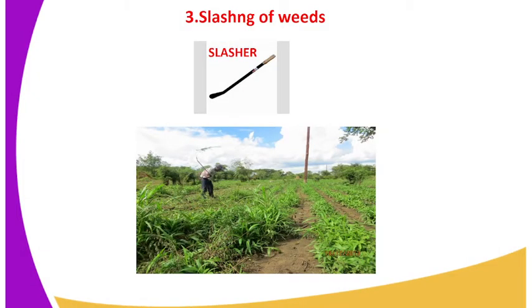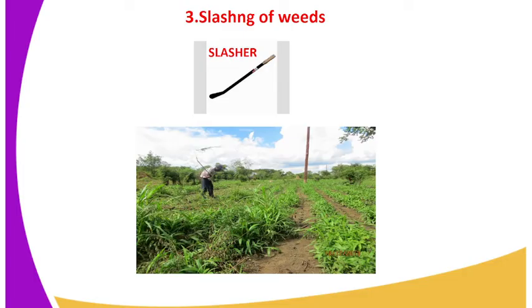And the third method of minimum tillage is slashing of weeds. And therefore, whenever you control the weeds using the slashing method, you will not be exposing the humus content of the soil to the heat of the sun, and therefore the humus of the soil will be preserved for plant use.